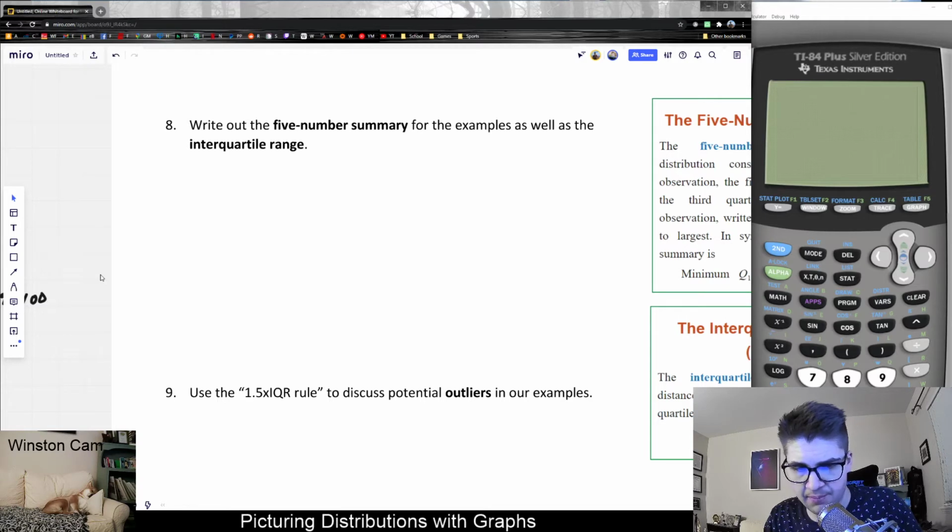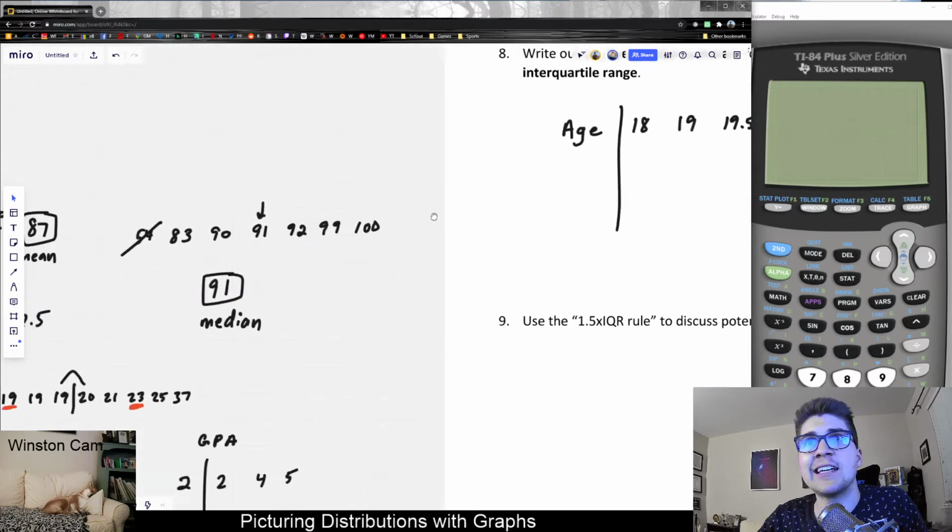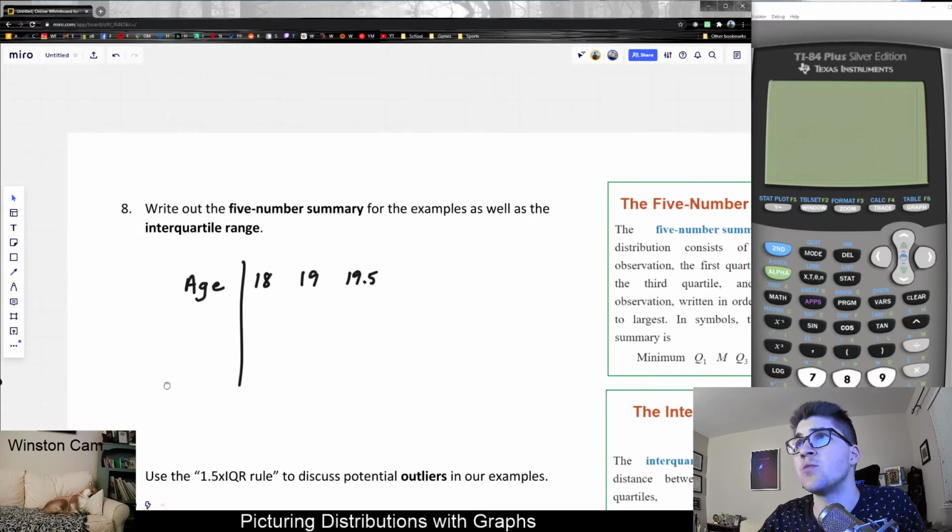Ready to go. Okay, so let's go ahead and write out that 5-number summary. Age, and I'll just make a little line here. The minimum age was 18. Our first quartile, we had 19. Our median was 19.5. Third quartile, I already forget, was 23. And then our max was 37. And again, when you're looking at 5-number summaries, it gives you kind of an idea of what's going on. Notably, the mean is not part of this, though. Just the medians and quartiles and whatnot.